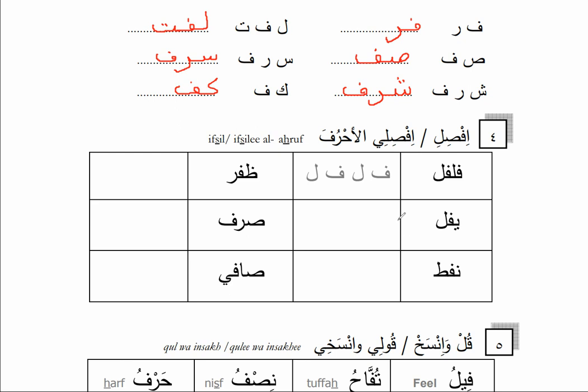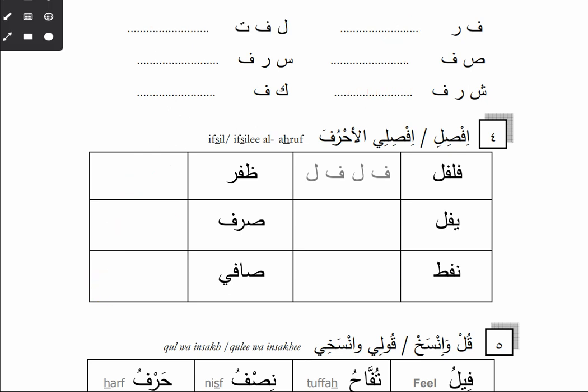So now here you have to separate the letters: ya, fa and lam, and noon, fa and ta, and ra, fa, ra, sad, ra, and fa, sad, alif, fa, and ya. So let's check exercise number 5.